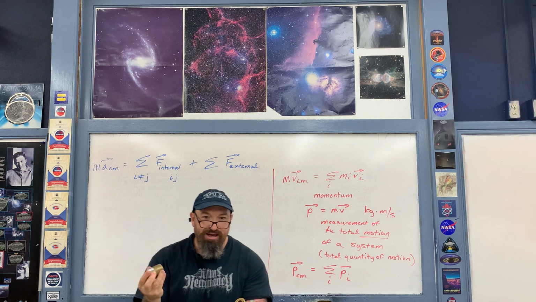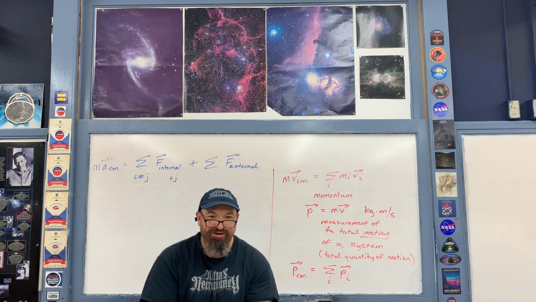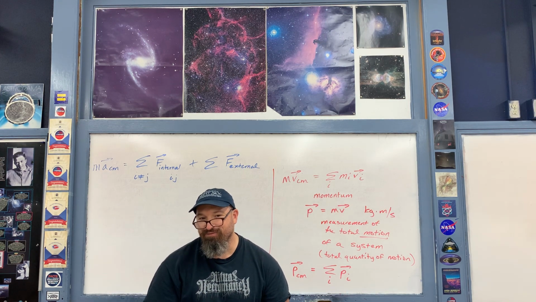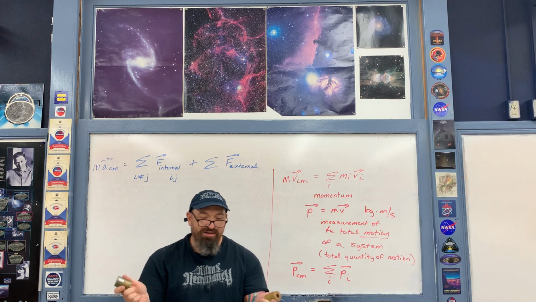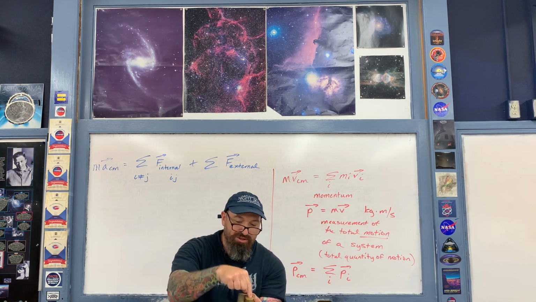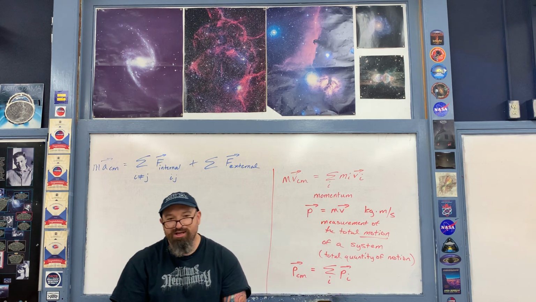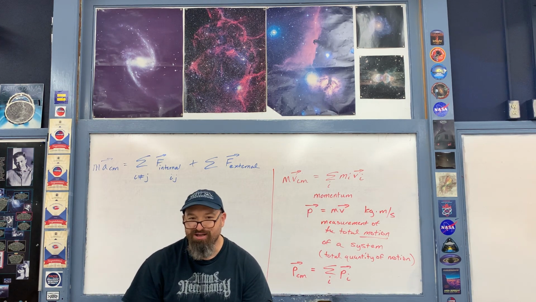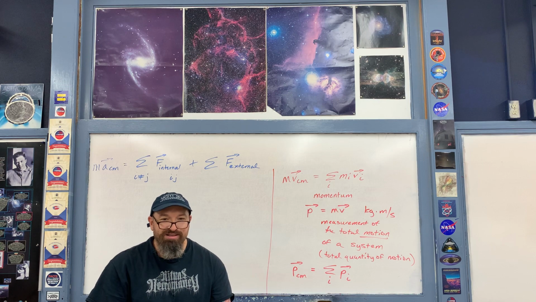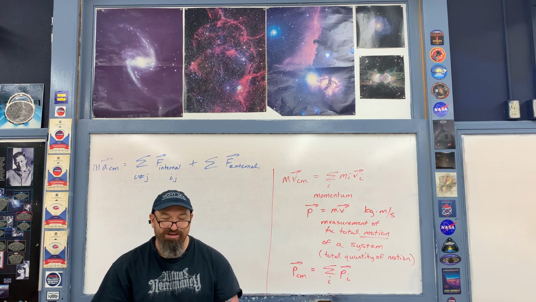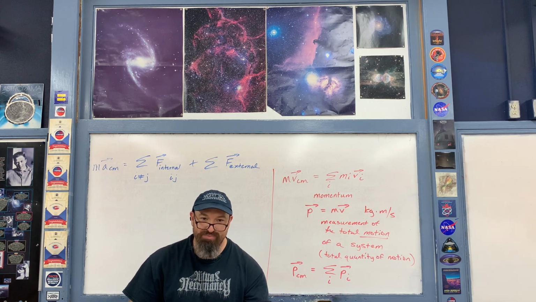In other words, each object only exerts a force on the other. Each object does not exert a force on itself. So it's basically the force on 1 due to 2 plus the force on 2 due to 1. What could you say about the sum of those two forces and why? It's equal to 0. It's equal to 0 by Newton's third law. It's an equal and opposite reaction pair.